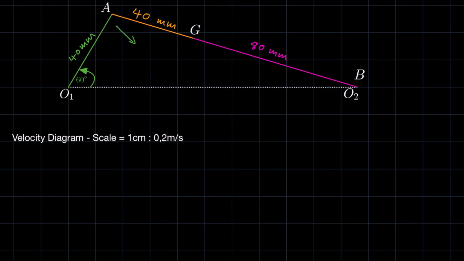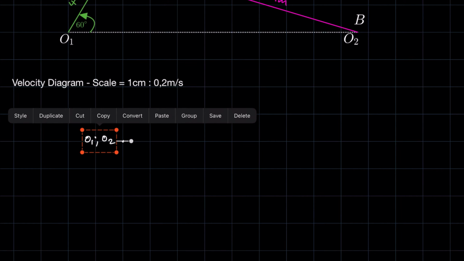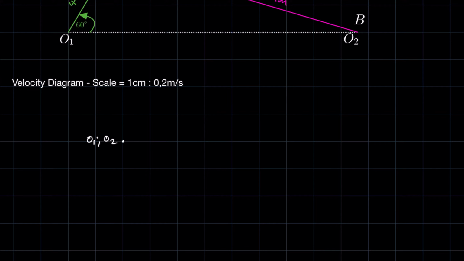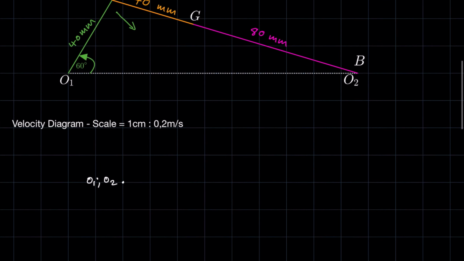So you place your fixed point. This point represents any and all fixed points. So this essentially will represent O1 as well as O2. So that's your fixed point, and that's number one.